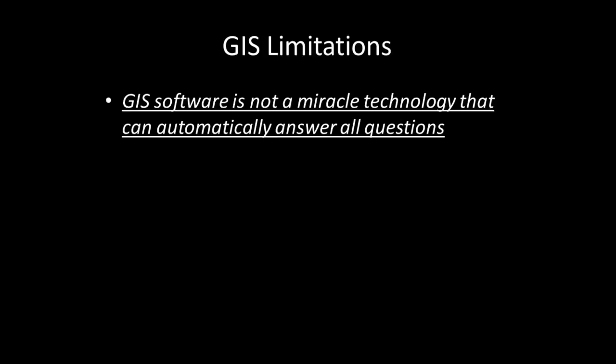GIS can strongly support answering questions, but it is still human reasoning and critical thinking that must make final decisions. Over-reliance and expectation of the technology, coupled with lack of proper GIS education and training, and a lack of good human judgment, reasoning, and critical thinking, can all lead to dire consequences.